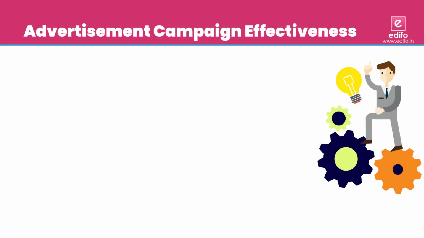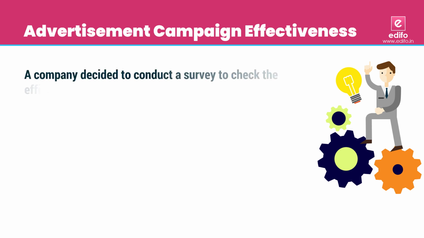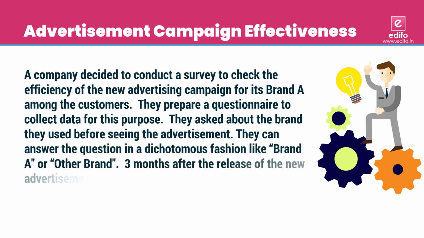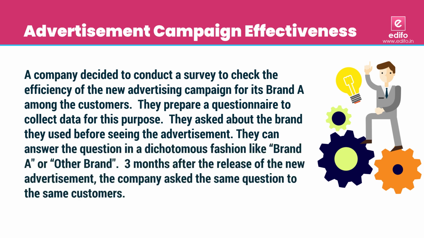Let's consider an example of effectiveness of advertisement campaign. Here is our example. A company decided to conduct a survey to check the efficiency of the new advertisement campaign for its brand A among the customers. They prepare a questionnaire to collect data for this purpose. They asked about the brand they used before seeing the advertisement. They can answer the question in a dichotomous fashion like brand A or other brand.